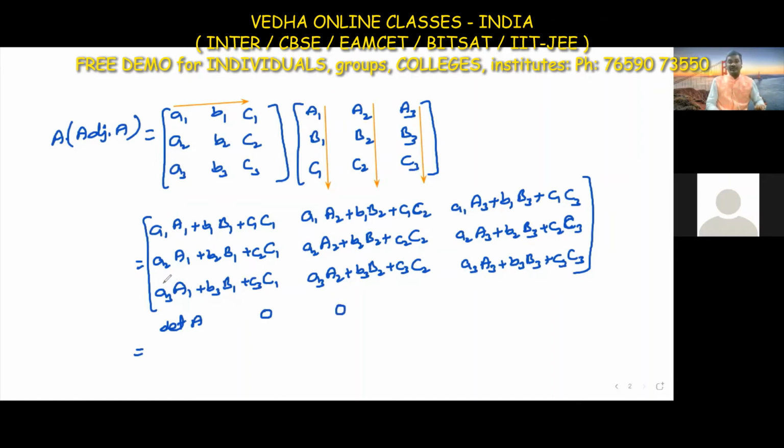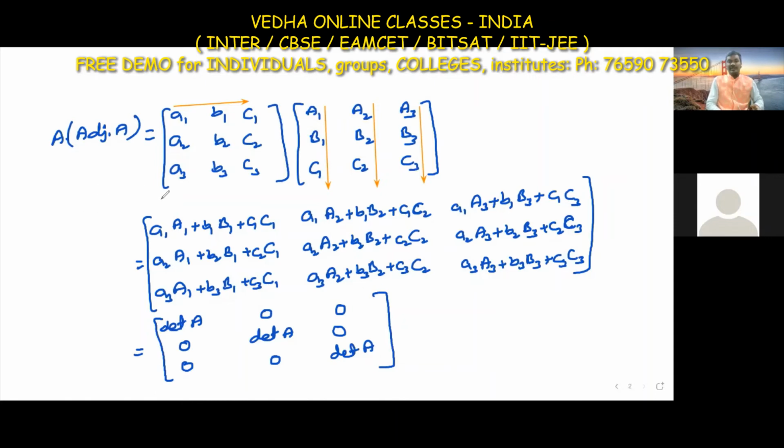We get zero here. For a2 into capital A1, the elements and cofactors are different, so we get zero. Here the elements and cofactors are the same: a2 into A2, b2 into B2, c2 into C2, so we get the determinant of A. Next, a2 into A3, b2 into B3, c2 into C3: the elements and cofactors are different, so we get zero here, here also zero, and here we get the determinant of A again.